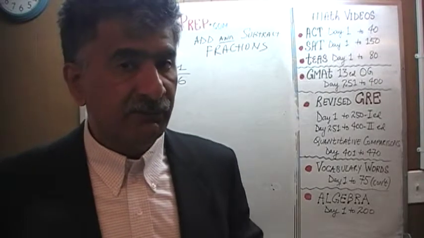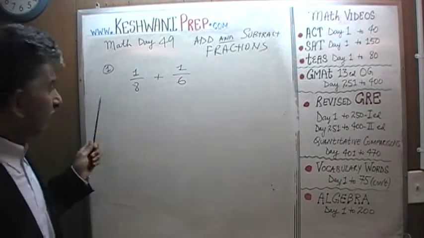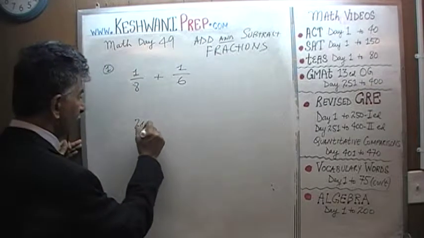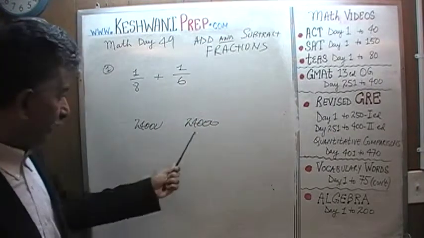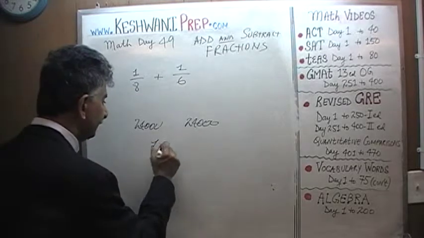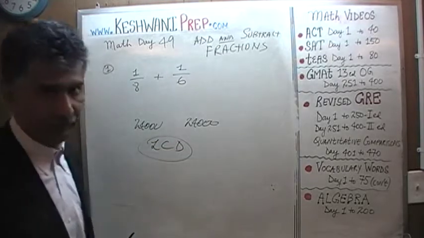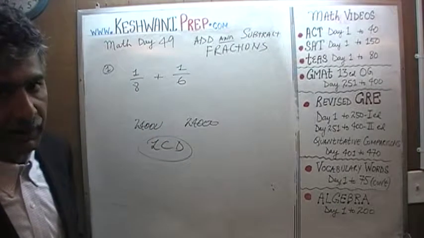Now, a common denominator does not mean just any number. For example, we could divide 8 by 24,000, and we could divide 6 by 24,000 evenly, and that will make it a common denominator. But what we are looking for is the least common denominator. The question is, how can we find quickly the least common denominator of 8 and 6?